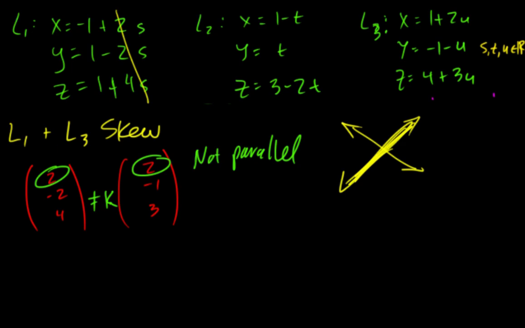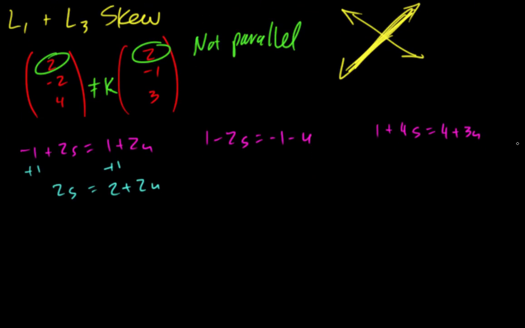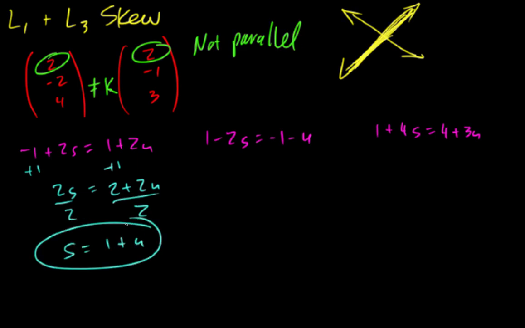Now we just need to show that they don't intersect. And so we're going to kind of set that up the same way we did the previous one. So negative 1 plus 2s equals 1 plus 2u. I'm just setting y's and x's together, or equal to each other. Okay, so I'll solve this one for s. Add 1, 2s equals 2 plus 2u. Divide by 2, so s is equal to 1 plus u.